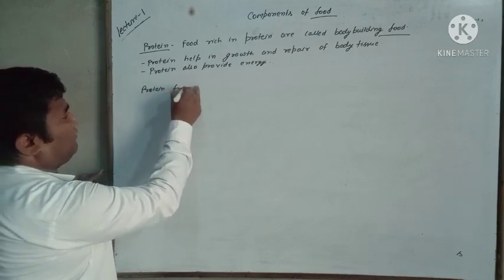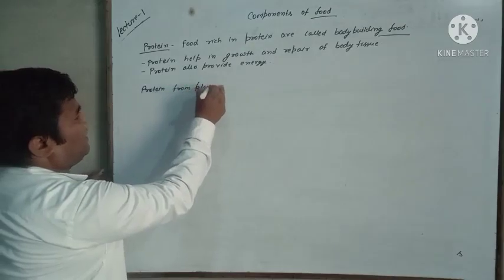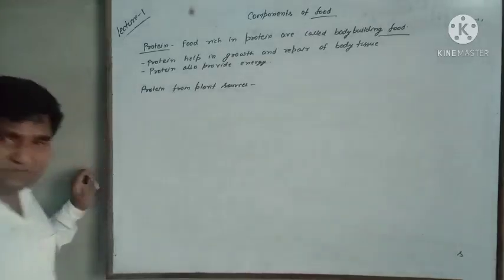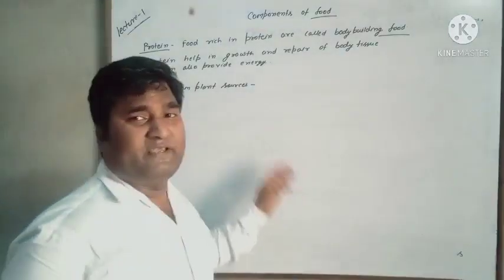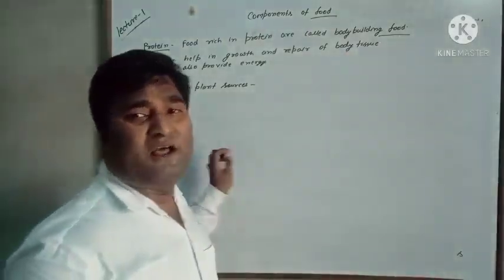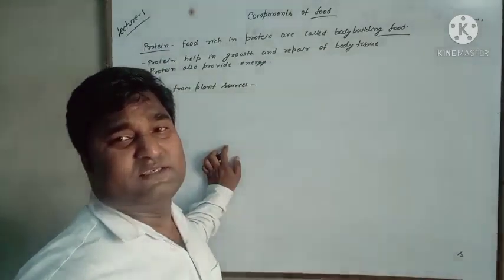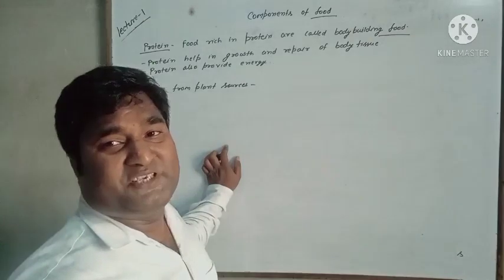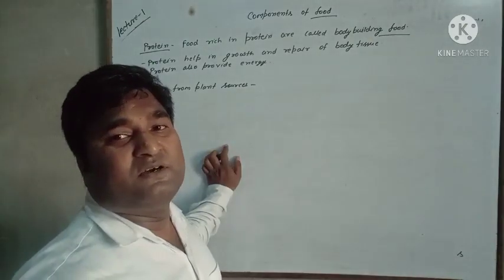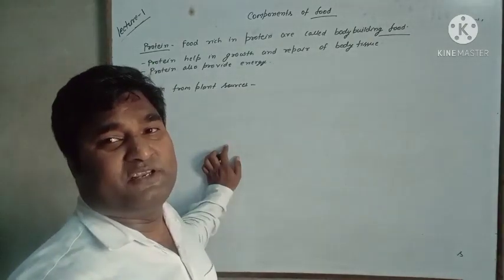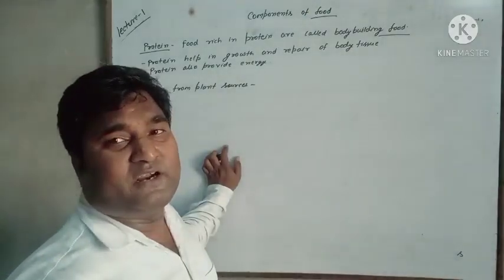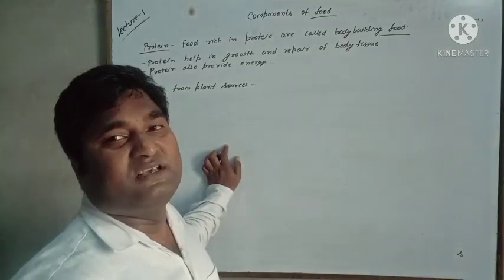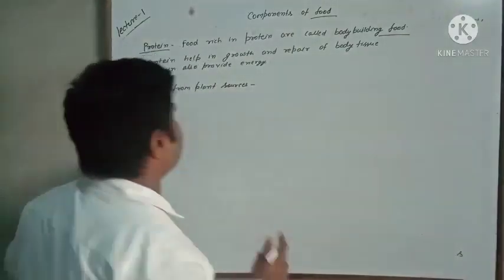Protein from plant sources. What we get from where we get protein. In plants, if we are talking about pulses, soybean, beans, green pea, grams, peas, these are examples of food items from which we get protein. If we are talking about animals, we are talking about milk, egg, meat, fish. These are the sources of protein from animals.